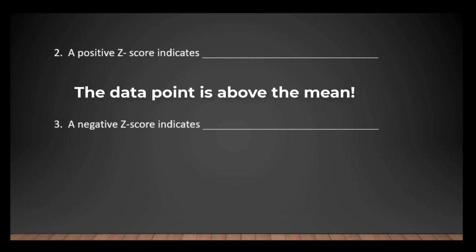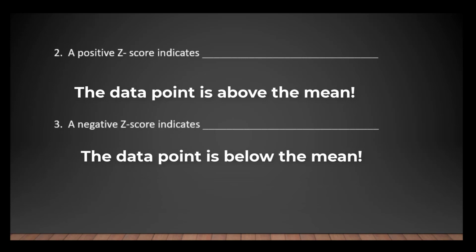So a positive z-score indicates a data value above the mean, because that's how you get a positive number in the numerator, right? Because you've got the score minus the mean. So if the data point's higher than the mean, you're going to get a positive z-score. And likewise, a negative z-score indicates a data value below the mean.